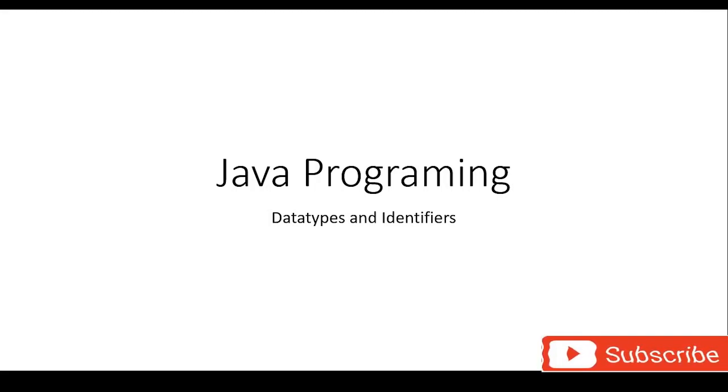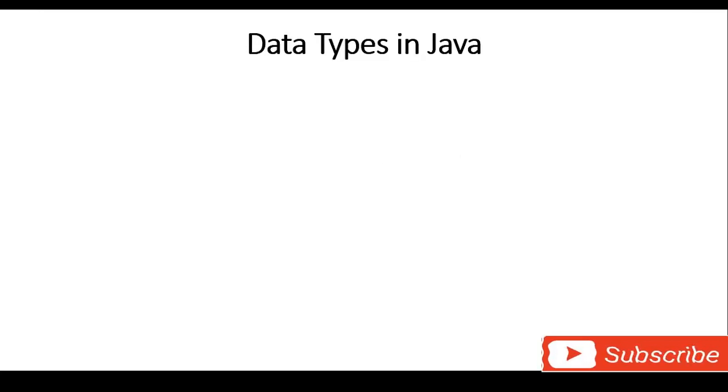So in today's session, we are going to talk about two critical items, and that is Java data types as well as Java identifiers, so that you can write more dynamic Java programs. And we are going to start with Java data types.